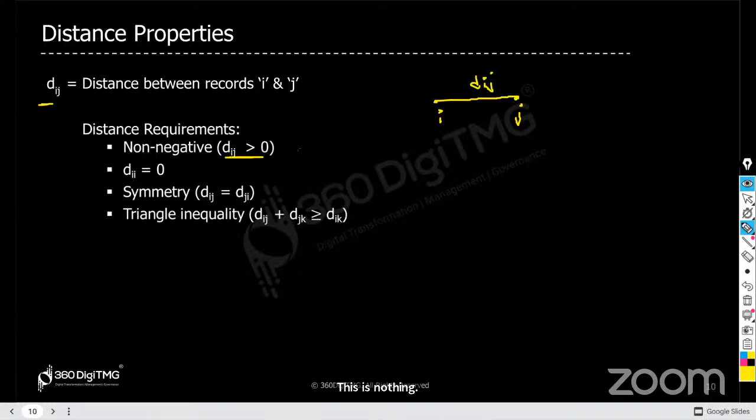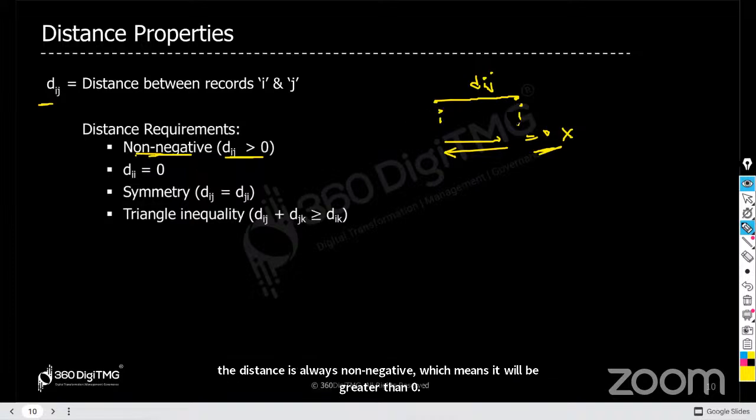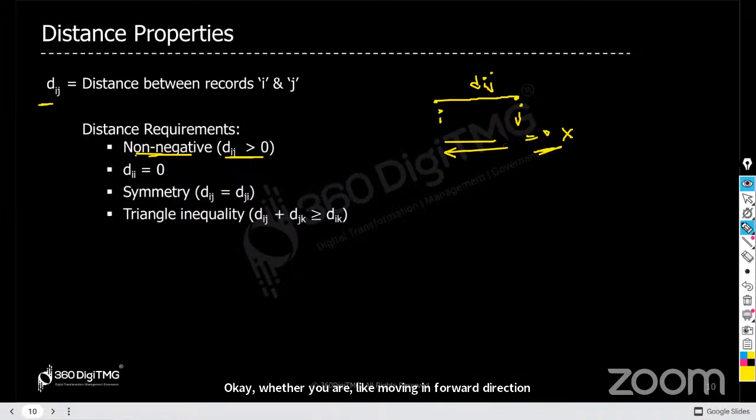Dij is always greater than 0. What is this? The first requirement is that when we travel, even from I to J or J to I, there will be some distance present. It will never be equal to 0. That is nothing but the first property, which is that the distance is always non-negative, which means it will be greater than 0. Whether you are moving in the forward direction or in the backward direction, you are traveling some distance. The distance between two data points should always be greater than 0. It can't be less than or equal to 0, which is the first distance property.